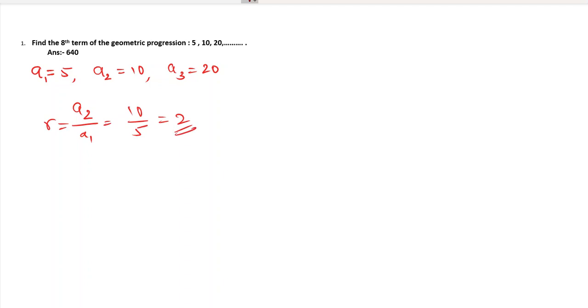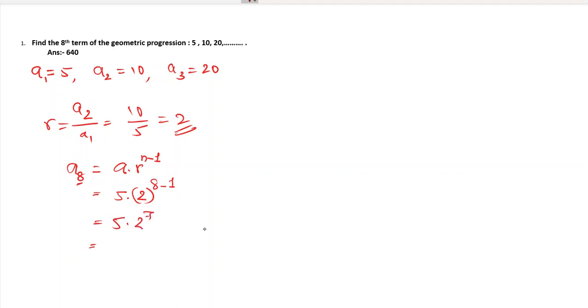So we got the common ratio. Now we need to find the eighth term. a8 is the eighth term. What is the formula? a into r raised to n minus 1. a is 5 multiplied by r is 2, the whole raised to n. n is 8, right? Because we have to find the eighth term. So 8 minus 1. So 5 into 2 raised to 7.